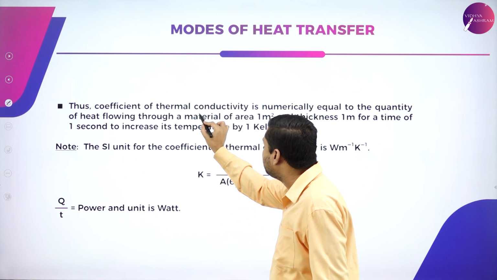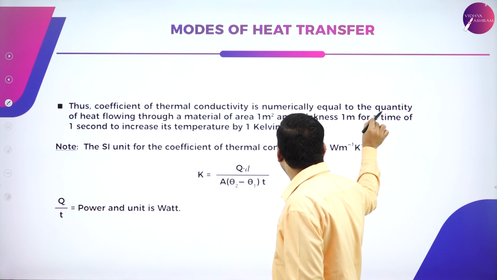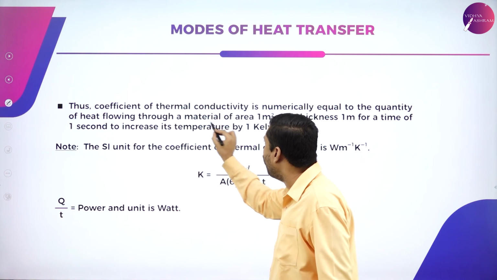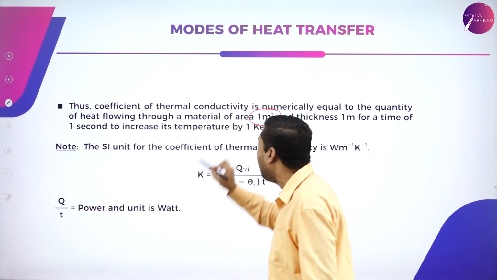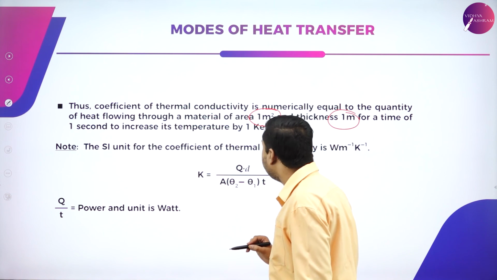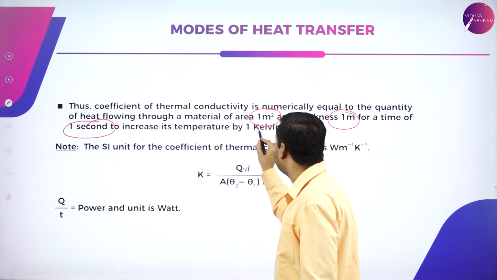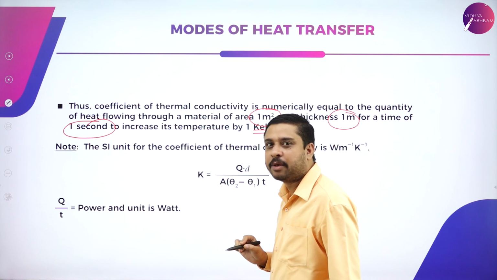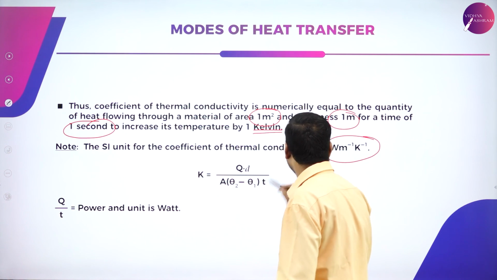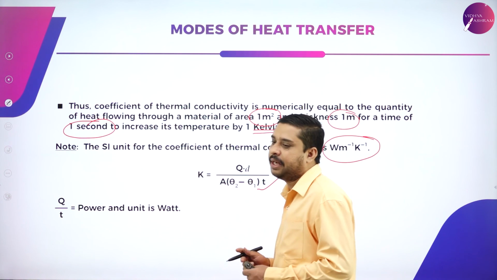So coefficient of thermal conductivity is equal to the quantity of heat flowing through a material of area 1 meter square, thickness 1 meter, for a time interval of 1 second to increase temperature by 1 Kelvin. And please note, its SI unit is watt per meter per Kelvin.